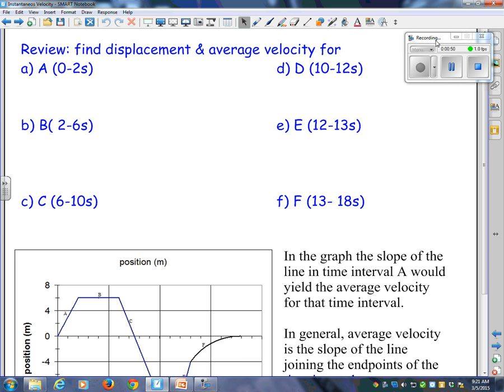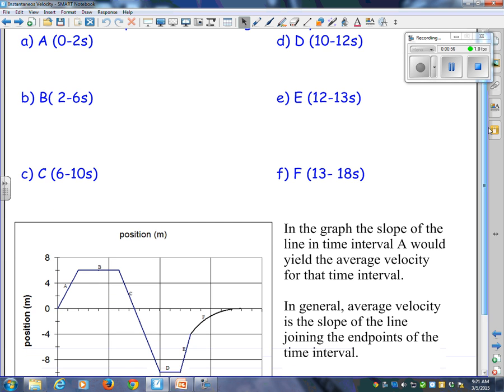Okay? So I want you to find a displacement and average velocity for those intervals. Some of you know how to do it, and you might think, I don't need to do this again. Practice. There should be 6: A, B, C, D, E, and F, and I think I've labeled them nicely this time. Shall I do the first one as a refresher? Okay, sounds fine.